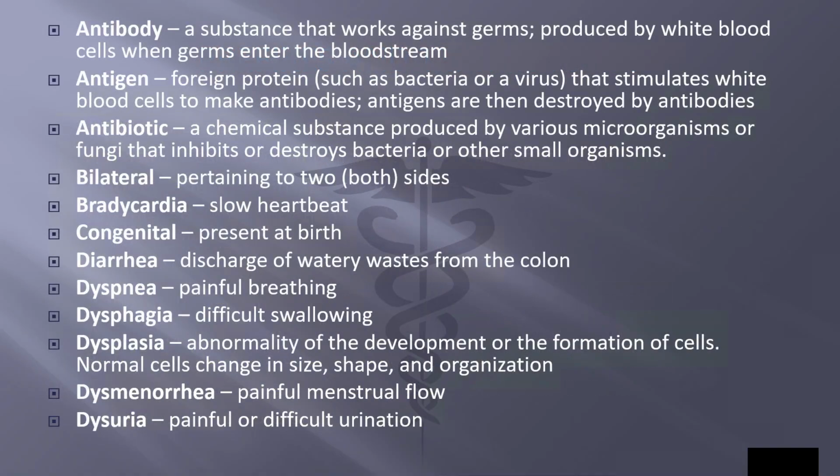Our term antibody, a substance that works against germs, produced by white blood cells when germs enter the bloodstream. An antibody is a protein made inside the body by white blood cells. Antibodies work against foreign substances such as viruses. Then we have antigen, foreign protein such as bacteria or a virus that stimulates white blood cells to make antibodies. Antigens are then destroyed by antibodies.